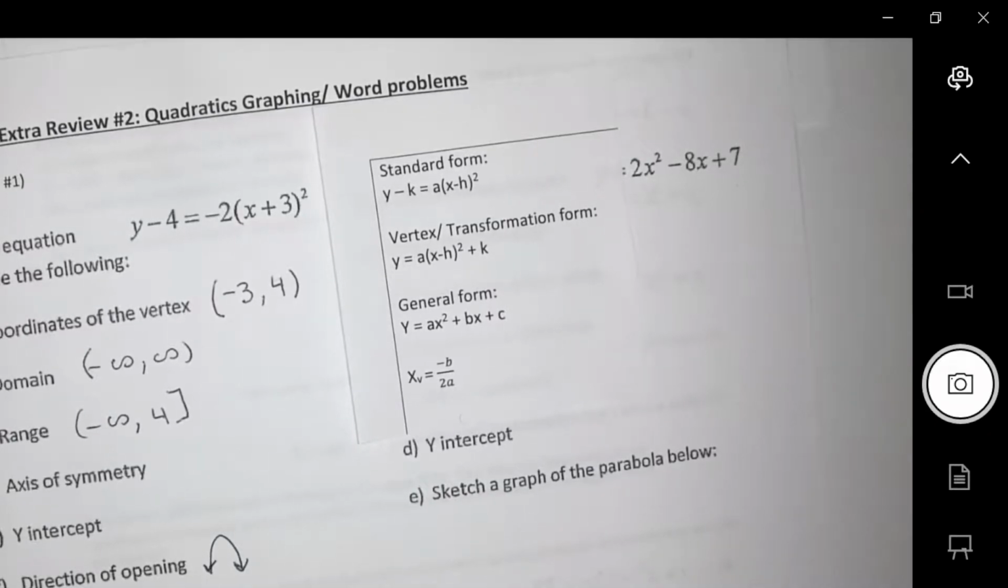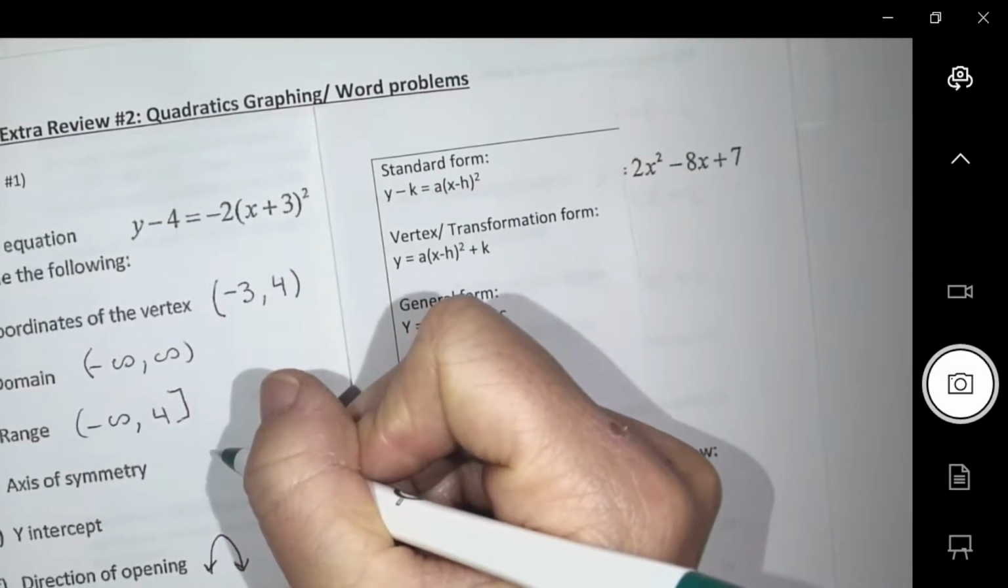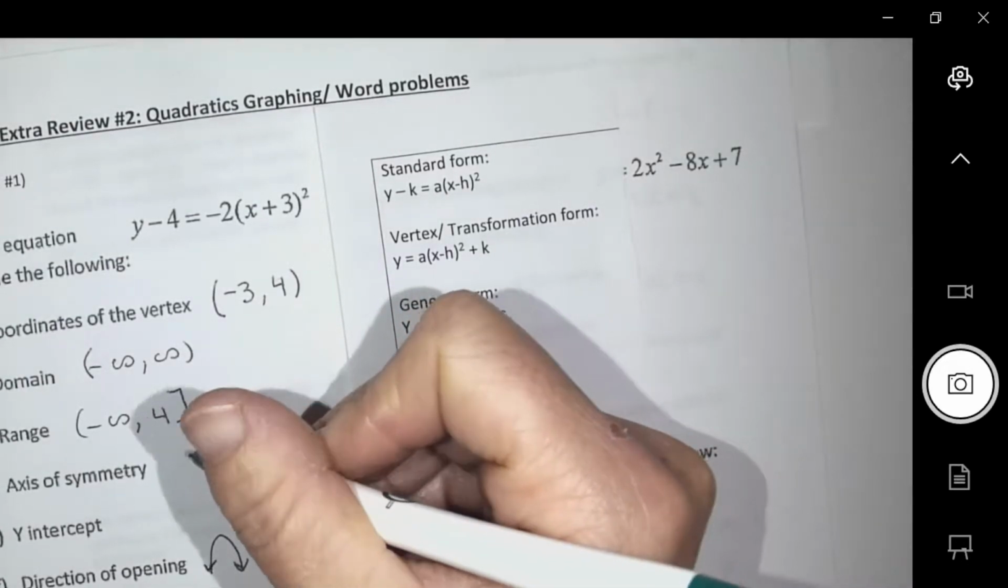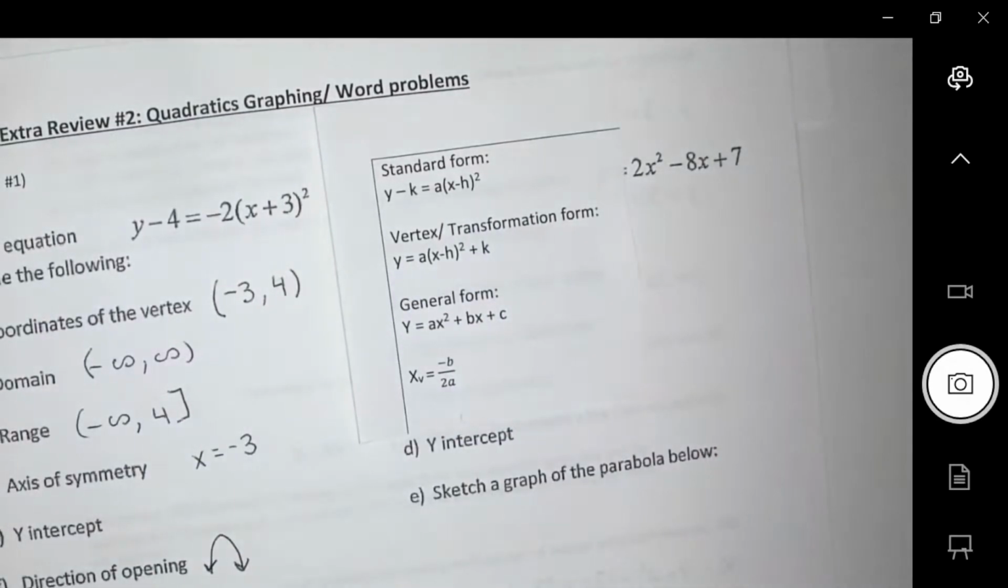Okay, axis of symmetry. Where is it cutting through? It's going to cut through -3. How do I write that though? X equals. Lots of people forget to write that, which loses them a half point. Because that's the way it creates a line. If you just say -3, I don't even know what that means. X equals -3 is a line.